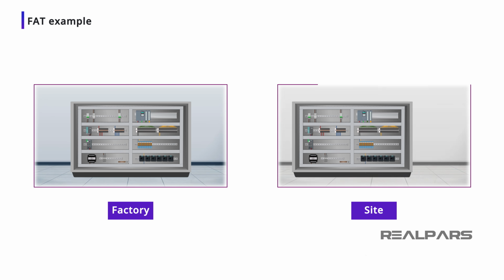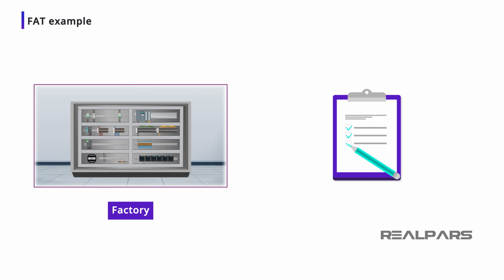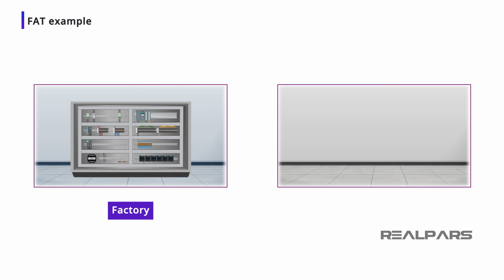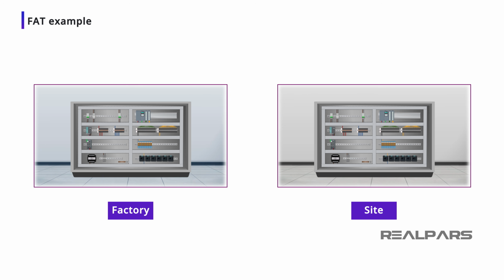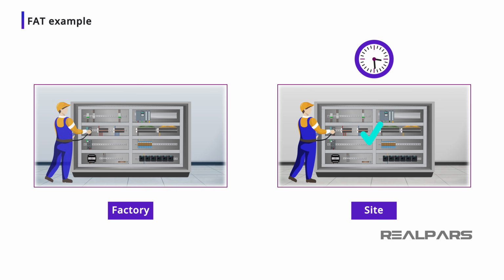But before you ship it, you want to make sure that everything works properly. The last thing you want is to ship it to the customer's site only to find out that things are not quite working the way they should. Consequently, you'll have to spend countless hours at the client's site solving issues that you could have easily taken care of before shipping the control panel. So, as the name suggests, an FAT is completed at the factory.